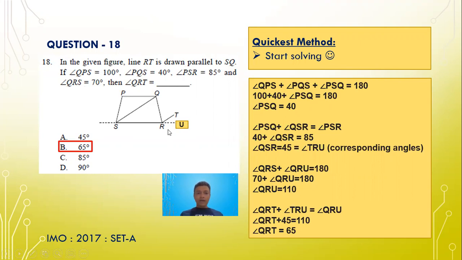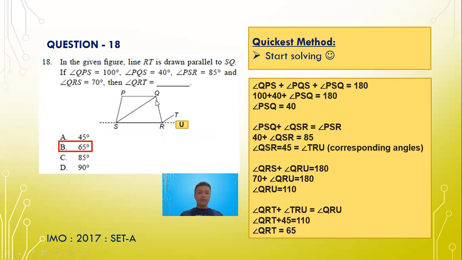Also, what is QRU? QRU is angle QRT plus TRU. QRT plus TRU is QRU. What is TRU? TRU is 45. So QRT plus 45 is QRU. What is QRU? It is 110. So what is QRT? QRT will be 65.